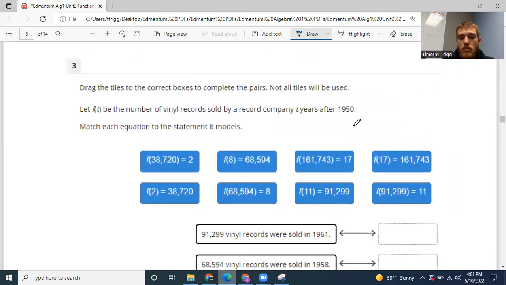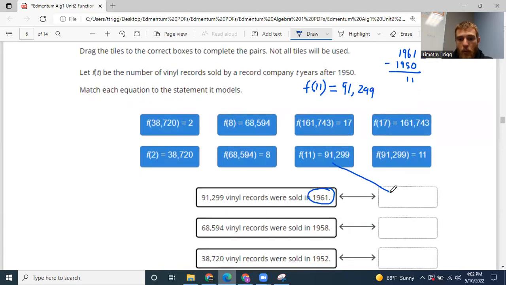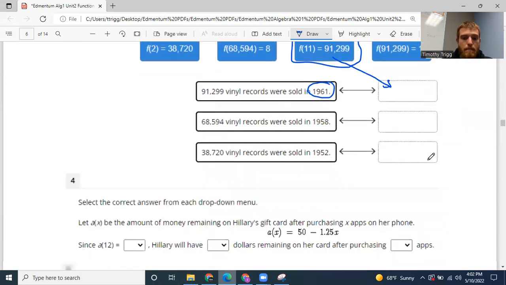So how many years is that since 1950? What you do is 1961 minus 1950, and this tells you how many years since 1950. That's 11 years, so my function would be f of 11, since 1961 is 11 years after 1950. And the output should be 91,299. So this one would go right here. Based on that, figure out the rest.